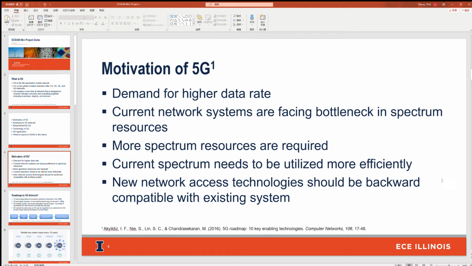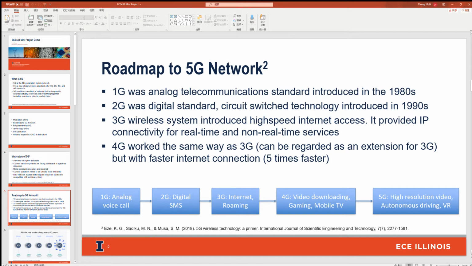So before we dive into the detail of 5G, we can first look at the development and roadmap to 5G. So first we're going to talk about 1G. 1G was analog telecommunication standard introduced in the 1980s for voice communication with a data rate up to 2.4 kilobits per second. It used FM and FDMA and a bandwidth of 30 kilohertz. The major problems with 1G are poor voice quality, poor battery quality, and large phone size.